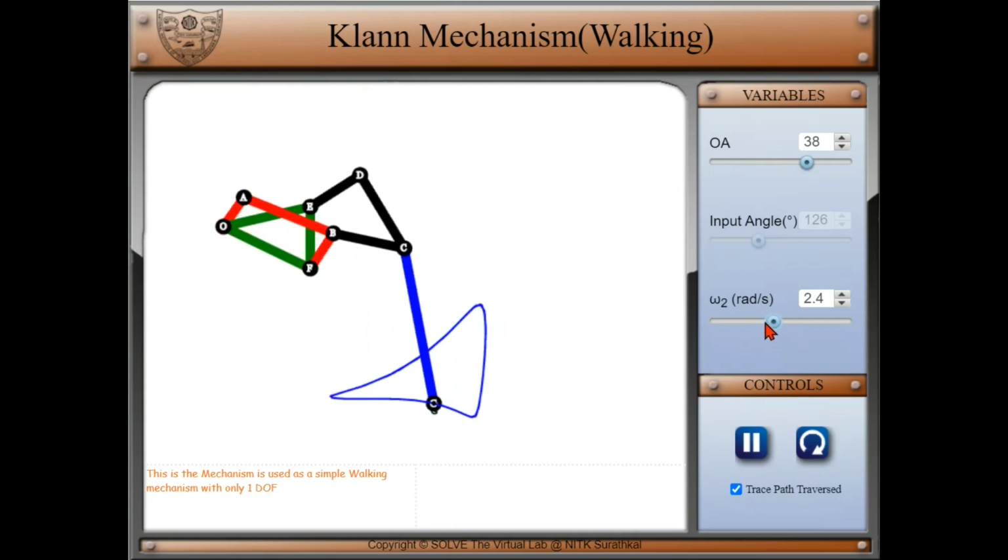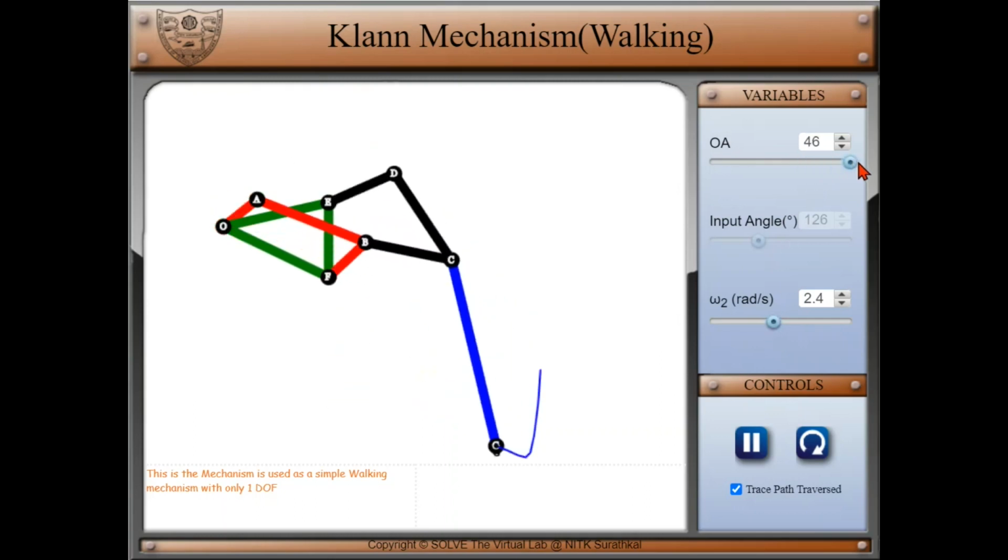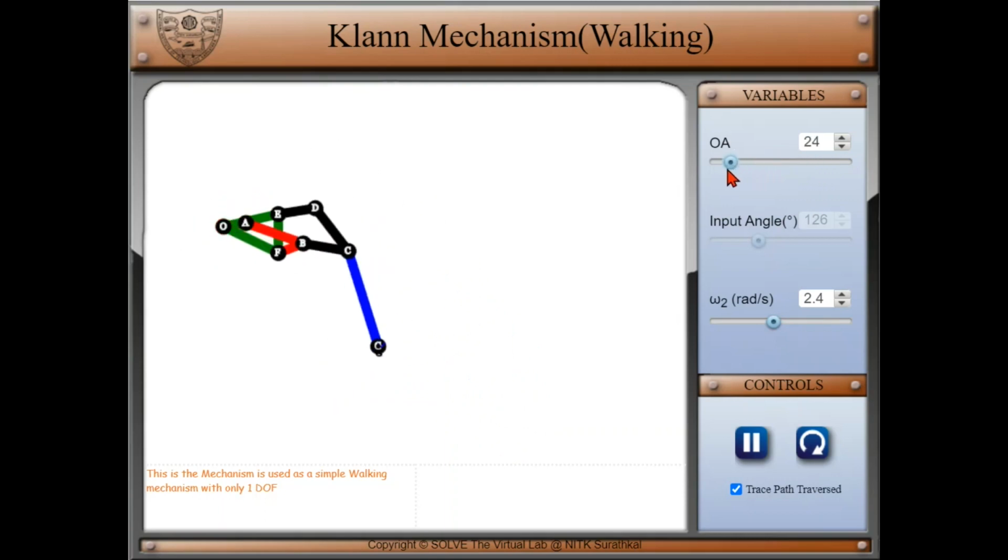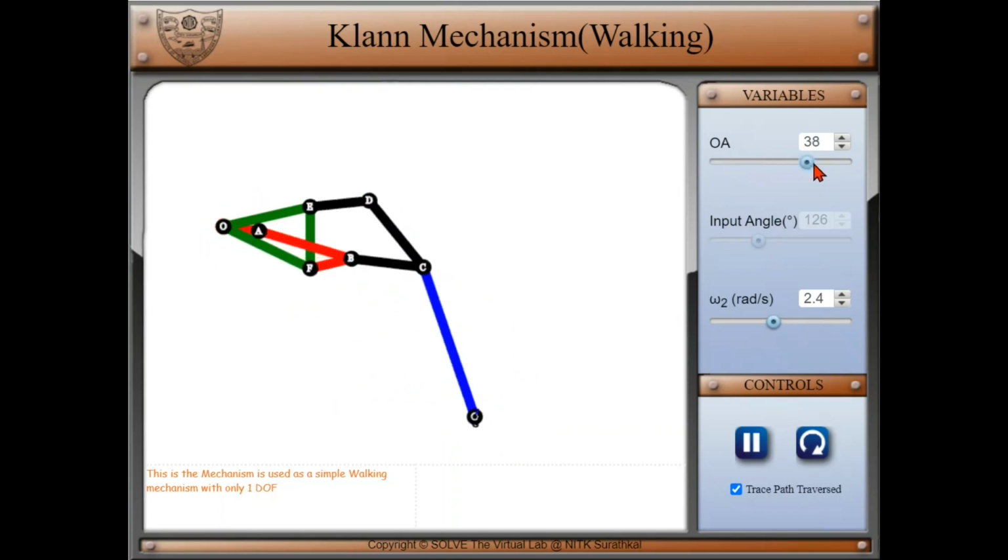By changing the crank length OA, we observe other links scale to OA respectively, as the lengths are determined by specific ratios.